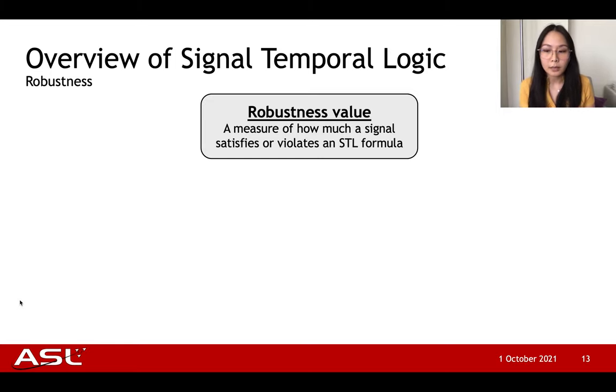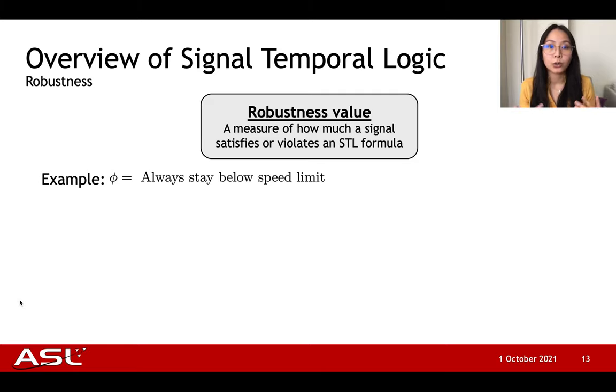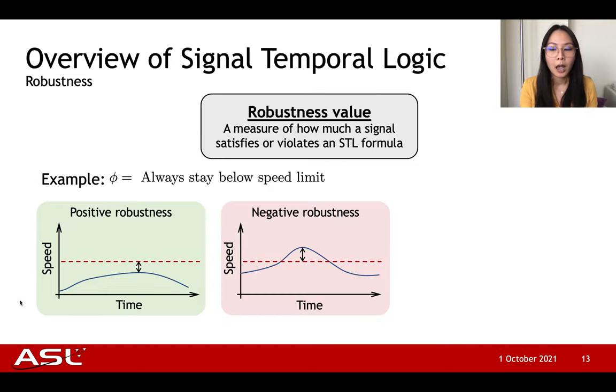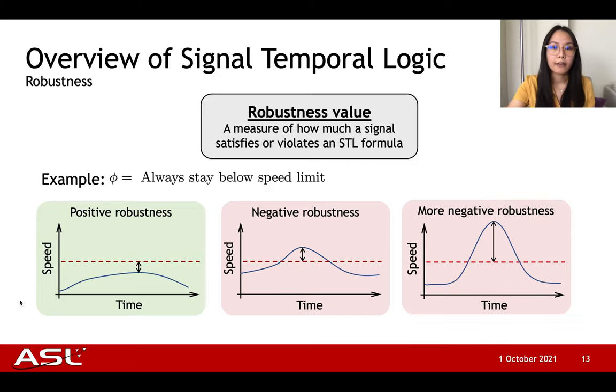More concretely, an STL robustness value is a measure of how much a signal satisfies or violates an STL formula. Here I'm going to give a very simple example. Suppose we have a formula phi that says that our robot needs to always stay below the speed limit. For this particular speed profile on the bottom left, the speed limit is never exceeded. So this will correspond to a positive robustness value. And the magnitude of this robustness value will correspond to how much below the speed limit the speed profile is. For this second speed profile, the speed limit is violated, so this would correspond to a negative robustness value. And again, the magnitude will correspond to how much it exceeds the speed limit. And then finally, in this last speed profile, the speed limit is violated even more, and so this would correspond to a more negative robustness value.